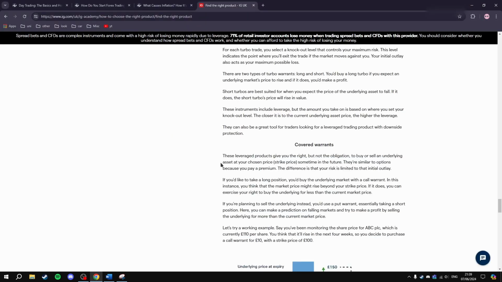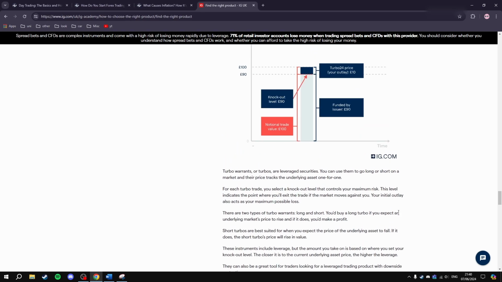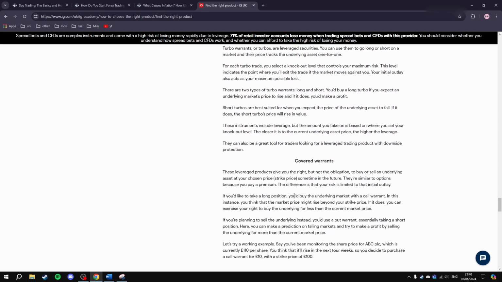This level indicates the point where you'll exit the trade if the market moves against you. So this is like a stop loss level. Your initial outlay also acts as your maximum possible loss. Wait, so for each turbo trade, you select the knockout level that controls your maximum risk. Knockout level here. So this would be your stop loss.